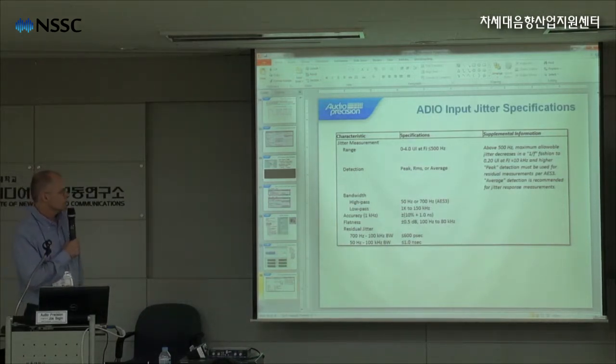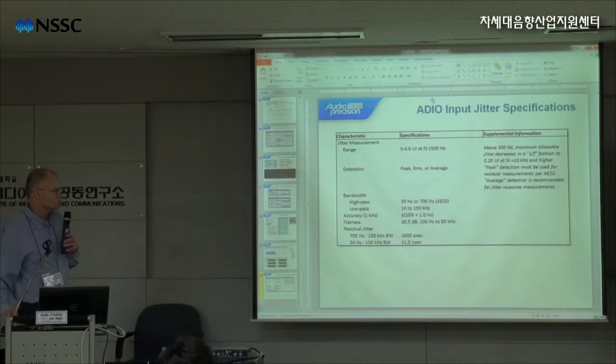These are the specifications for the ADIO input jitter. The jitter measurement range is 0 to 4 unit intervals at jitter frequencies less than 500 hertz. And the detection is peak, RMS, or average. The supplemental information here, above 500 hertz, the maximum allowable jitter decreases in a 1/f fashion to 0.2 unit intervals at a jitter frequency of 10 kilohertz and higher. And peak detection must be used for residual measurements per AES3. Average detection is recommended for jitter response measurements.